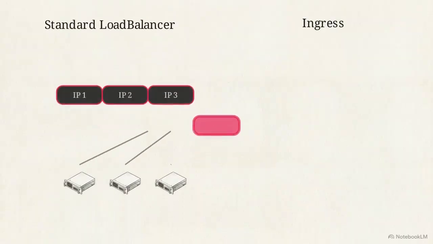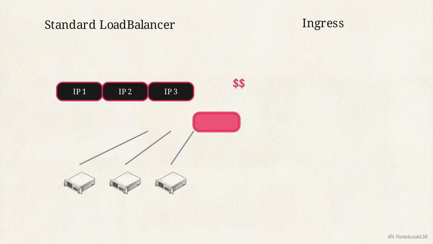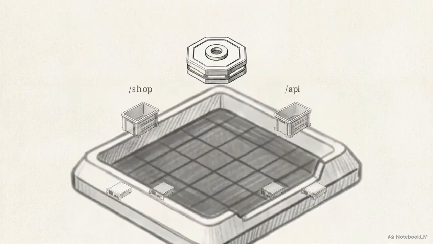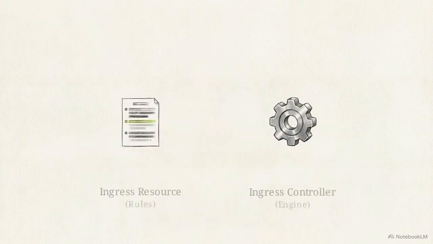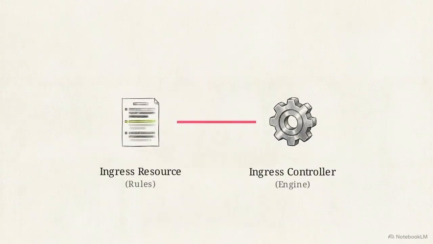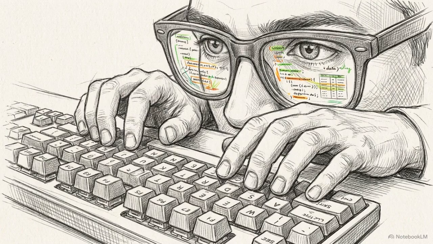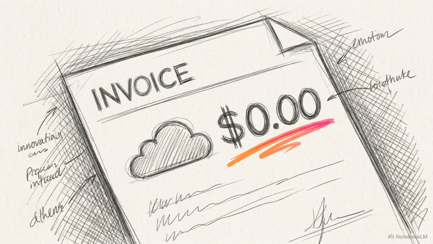Left. Standard load balancers assign billable IPs to every service. Right. Ingress funnels all requests into one IP. This traffic cop applies strict logic, like whitelists and path-based routing. It uses two components, the Ingress resource rules and the Ingress controller engine. By separating the routing instructions from the processing engine, developers can continually write complex traffic logic for new applications without triggering a new paid load balancer from the cloud provider.